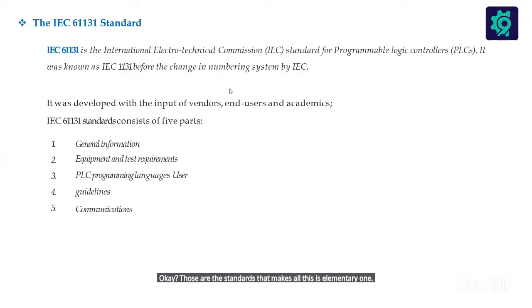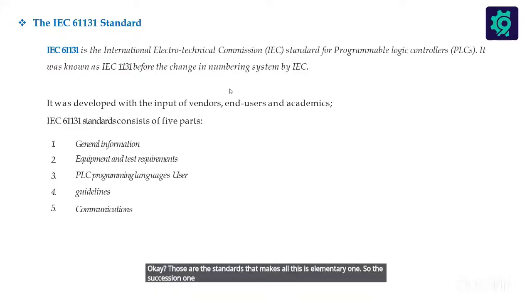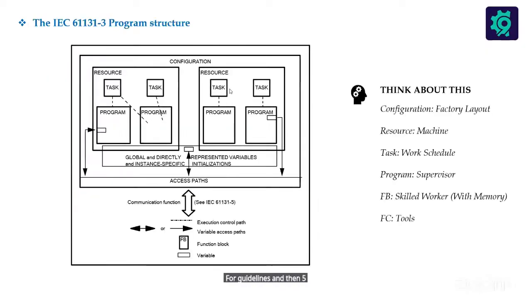So subsection 1 is the general information, subsection 2 is the equipment and test requirements, 3 is PLC programming languages, 4 is guidelines, and 5 is communication.